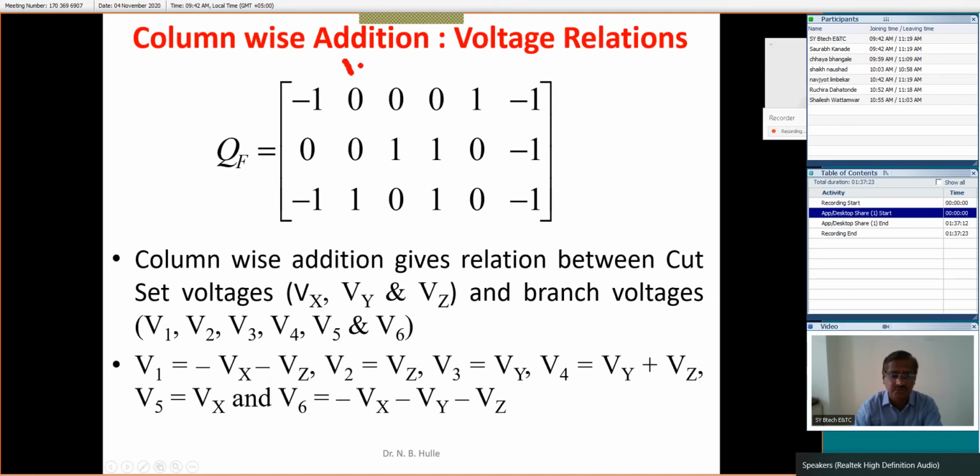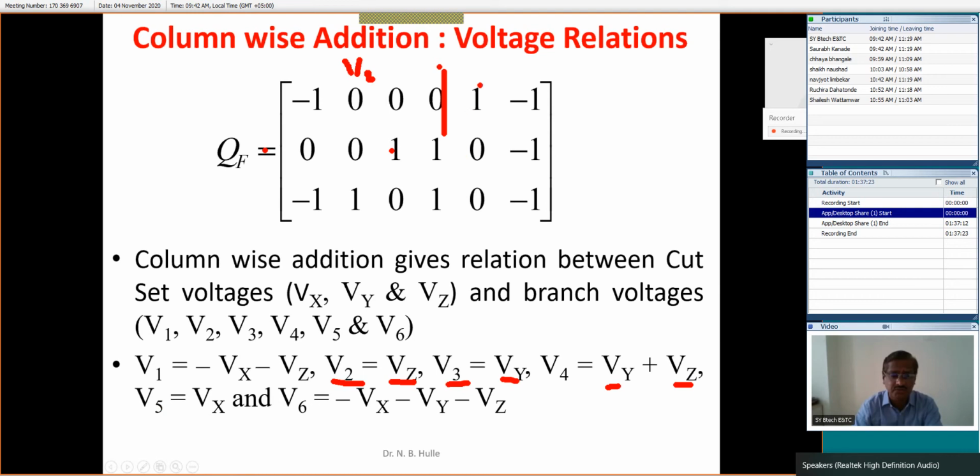How is V2? This voltage V2 is nothing but plus Vz. Look at this, V2 is same as Vz. How is V3? V3 is same as Vy. How is V4? This voltage V4 is very same as Vy plus Vz.